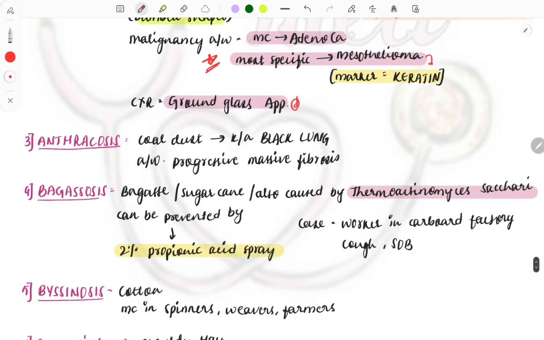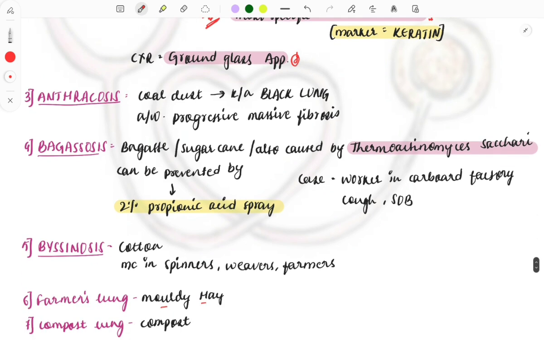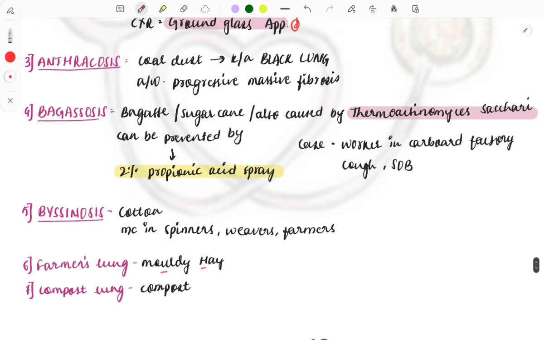Then anthracosis, so black lung due to the coal, seen most commonly in the coal mine workers. It is associated with massive progressive fibrosis. So this is an important thing. Bagasosis, also caused by Thermoactinomyces sacchari. So this is a kind of bacteria which can cause this bagasosis, and another cause is the sugarcane.